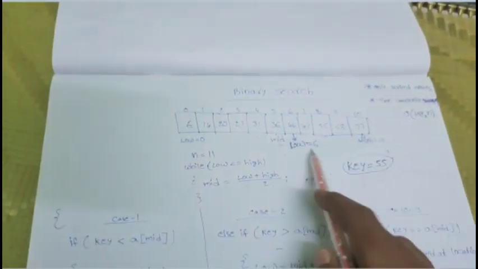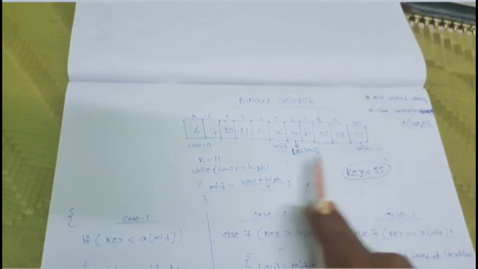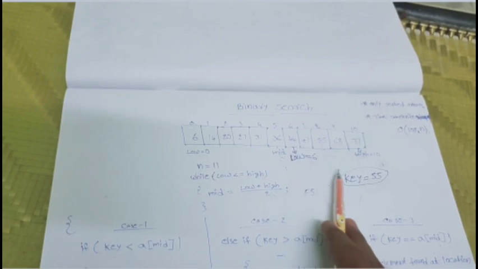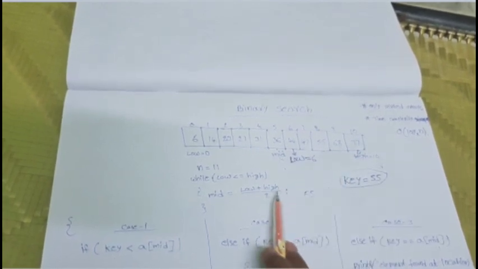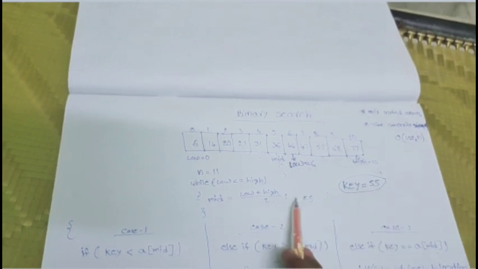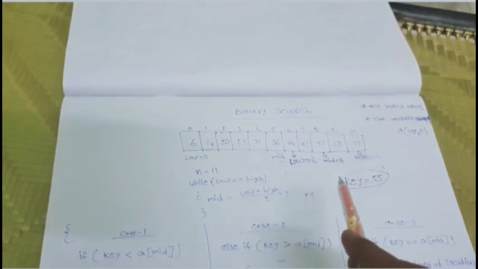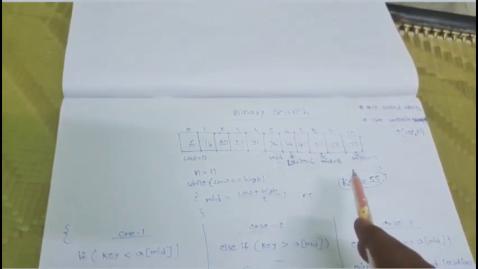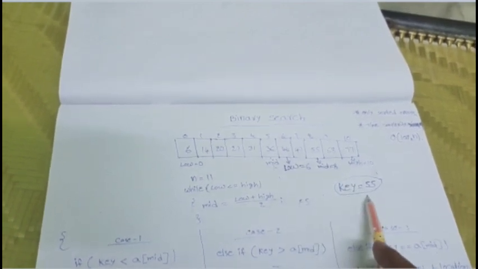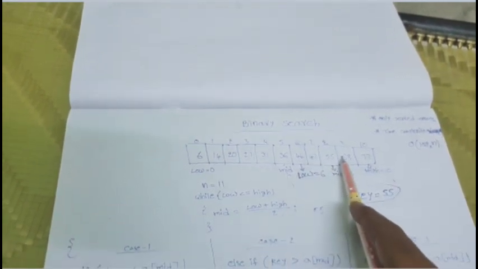Now the low value is 6 and high value is 10. Since low is less than high, because 6 is less than 10, the mid variable now becomes (6 plus 10) by 2, which is nothing but 8. Now the mid becomes 8. Again we'll search for the key. Our key is 55, which is exactly at the mid position.